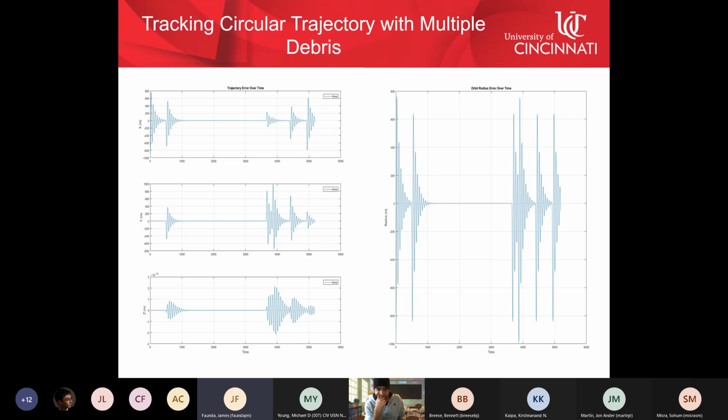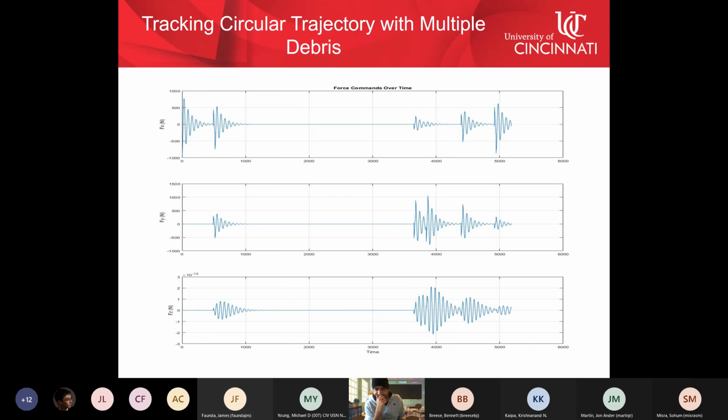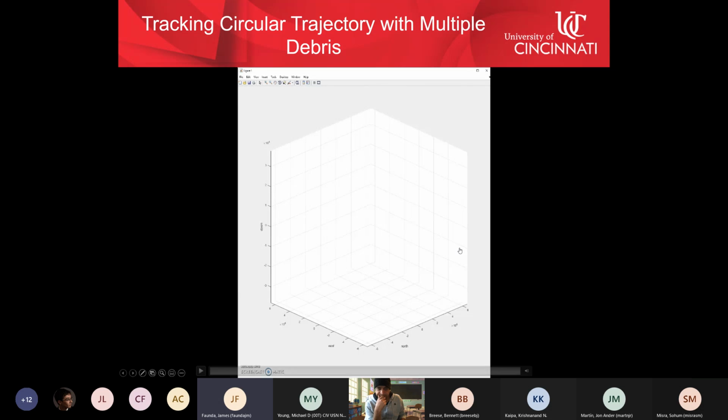Same here with the trajectory error over time. We see that it oscillates whenever it gets close to the debris, but then eventually goes back to stabilizing around the circular reference trajectory, as we see with the orbital radius error over time as well. And here we can see that the forces oscillate as well compared to the singular debris simulation. And then I have a quick video just to show how the debris is randomly generated and then simulated to intersect that circular trajectory over time. And it's hard to see the actual avoidance on this scale.